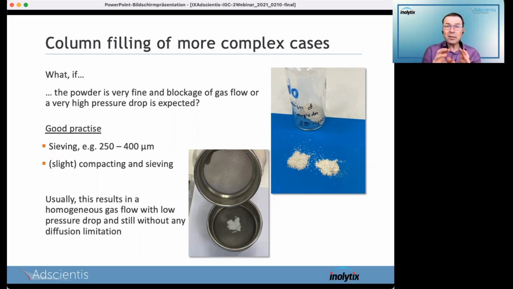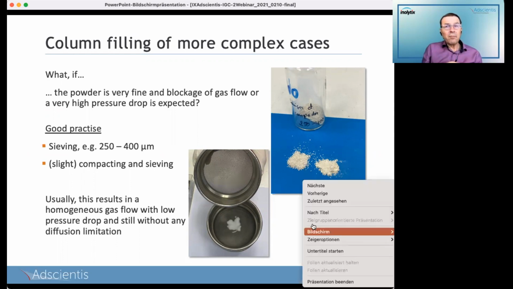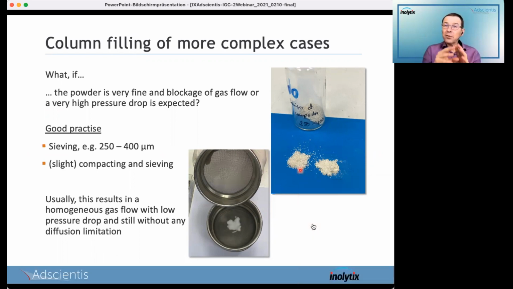So the particles themselves, and you see this here, look like a raspberry if you magnify them, and the gas can really go in very well. There's no diffusion limitation in this range of particle size. We check this, of course. So that's really a good method to improve the pressure drop and the overall gas flow. You will see later on how this works.